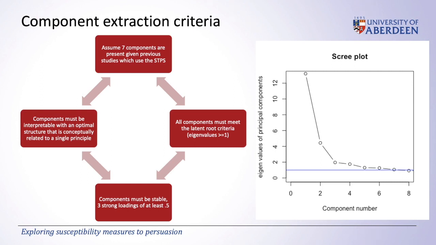Moving down to the bottom. Thirdly, only stable components are retained, that is, components with a minimum of 3 strong loadings of at least 0.5, as these may be considered practically significant. Finally, a component solution would only be considered suitable provided it has an optimal structure, that is, responses from questions loading highly onto a single component only that is conceptually related.